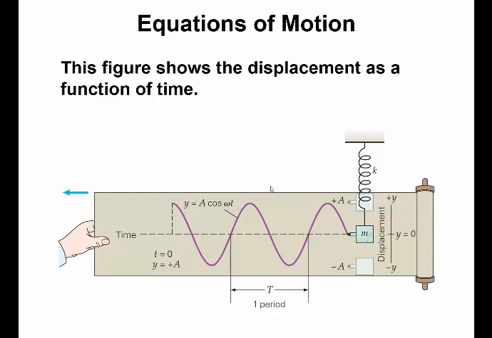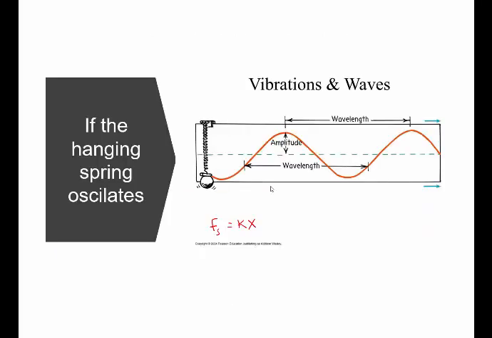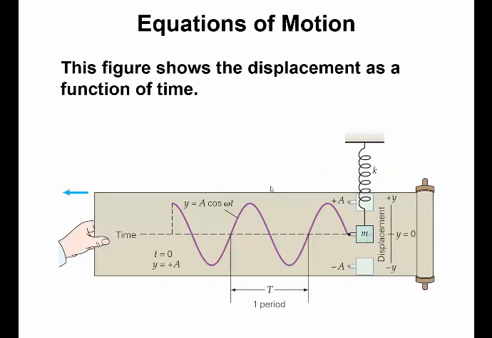So here's just another graph. And since our oscillation looks an awful lot like a sine or cosine wave, and in fact it is, we can see here that we have an equation that describes our motion. And it happens to be, for this case, cosine. So y, being the displacement at any point in time, is equal to the maximum displacement, A, times the cosine of omega t.